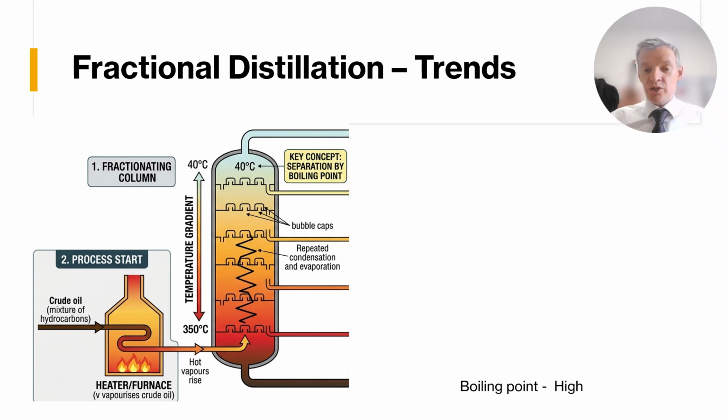So you might be asked to pick between two fractions in the middle, for instance, petrol and kerosene. Now petrol is further up the column and therefore has a lower boiling point than kerosene.